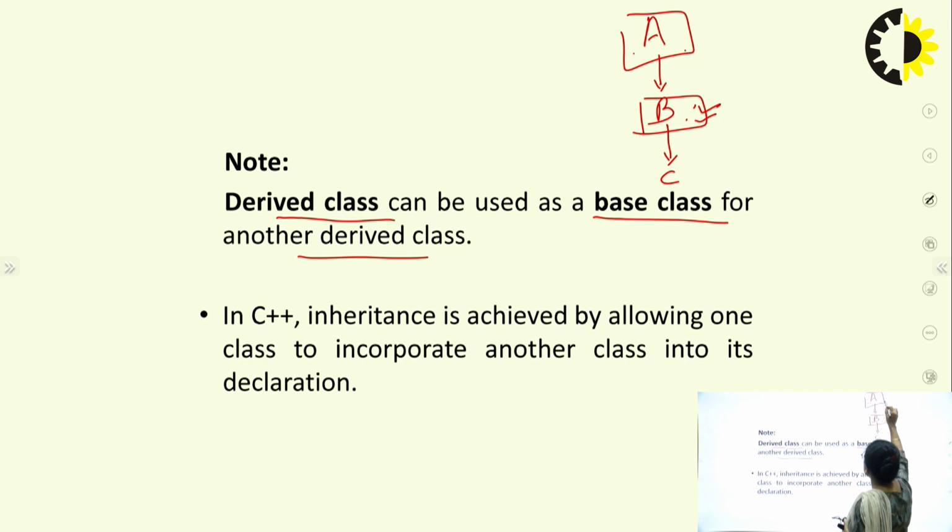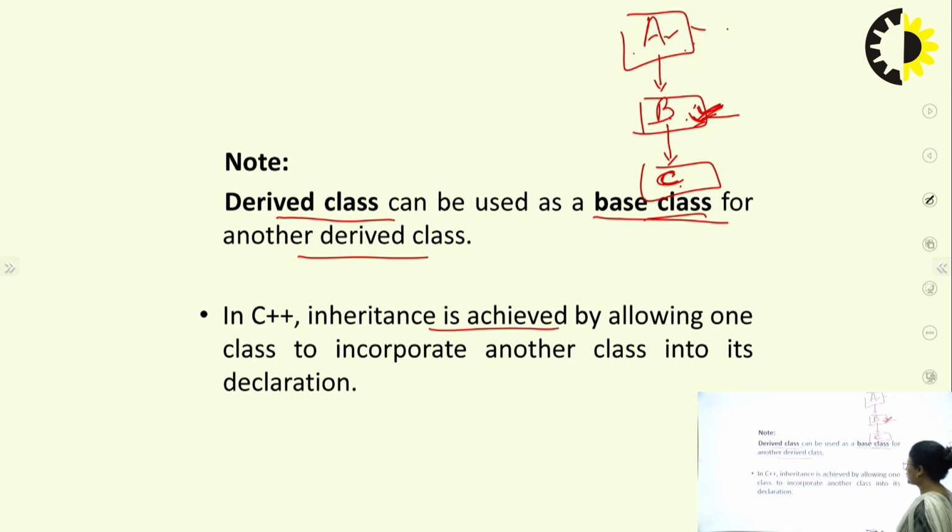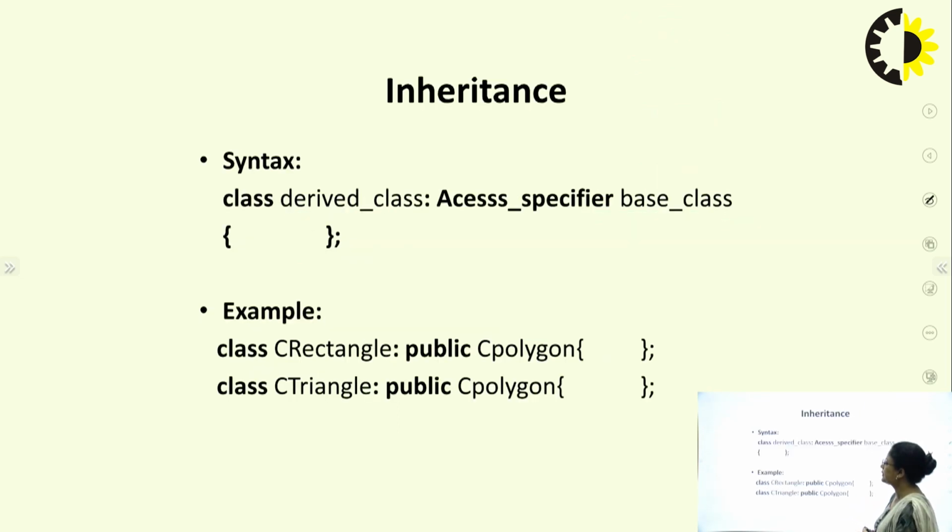So B is basically a derived class for base class A, but for class C, B is the base class. So we can say B is a derived class for class A, and C is a derived class for class B. In that case, B is the base class for C, and A is the base class for B. So a derived class can also be a base class for another derived class. In C++, inheritance is basically achieved by allowing one class to incorporate another class into its declaration, and we'll talk about it again in the subsequent slides.